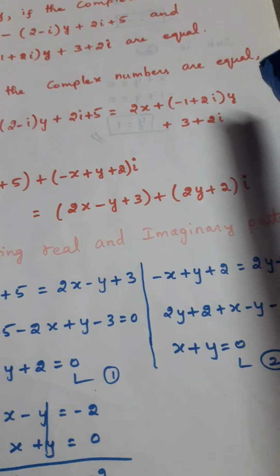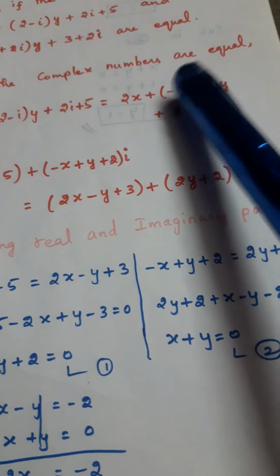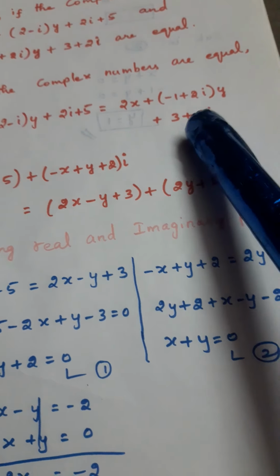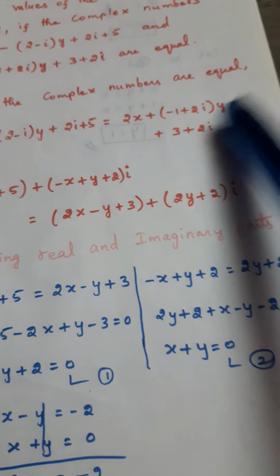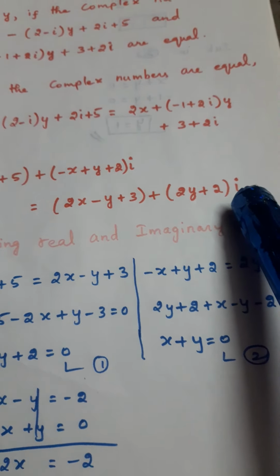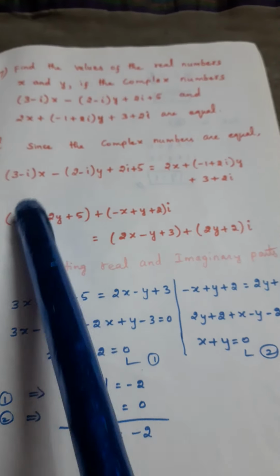Now see what all the imaginary parts are here. 2iy, leave i, 2y is written here. 2i, leave i, 2 alone is written here. Then we have i left, and that should be written as a common term. So this is the step that you need to understand very clearly.